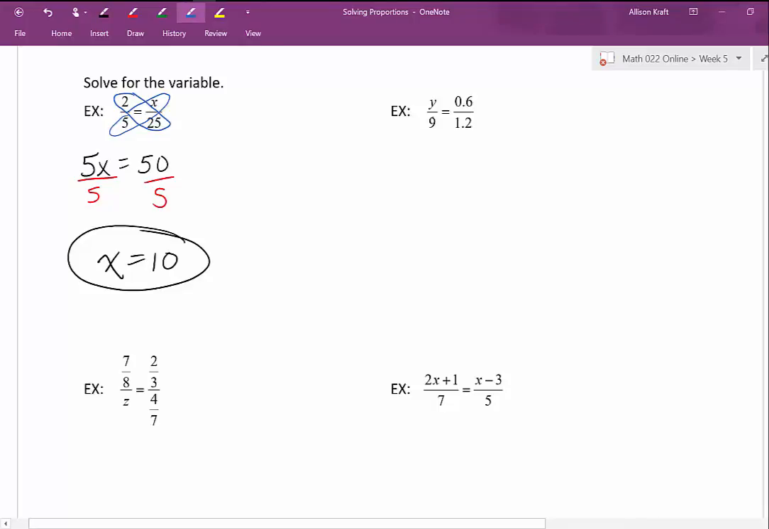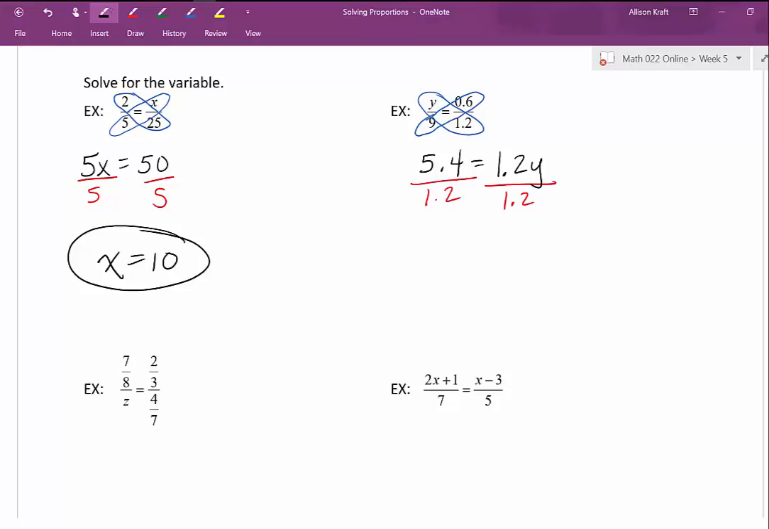Same move in the next example. 9 times 0.6 is 5.4. Y times 1.2, 1.2y. To solve for y, all we need to do is divide by its coefficient. We end up with 4.5 is equal to y.